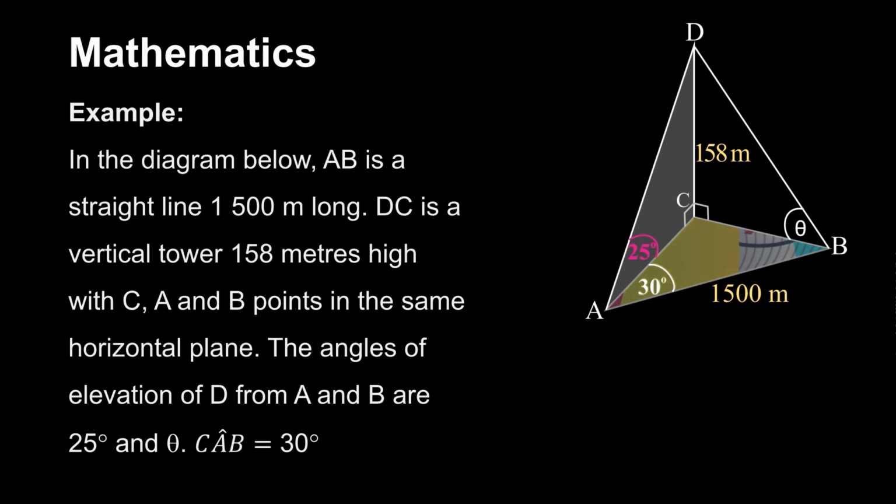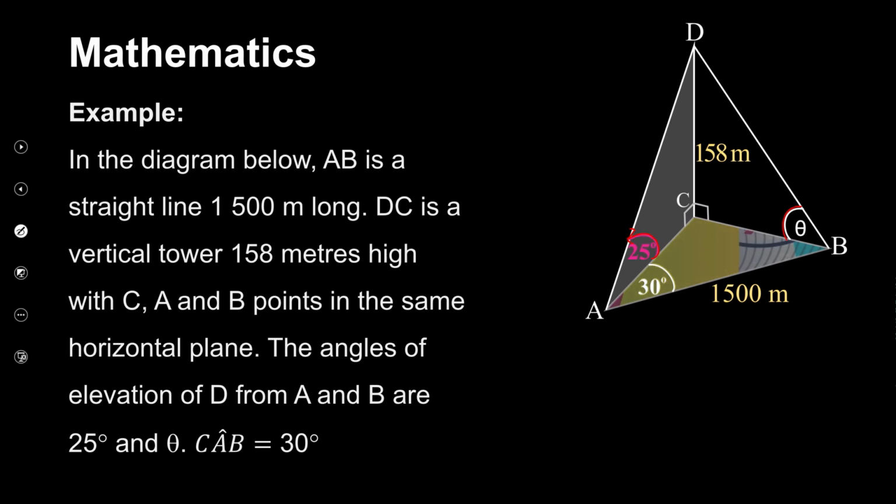So the angle of elevation, let me just grab my pen. Okay, so the angle of elevation from A, they're talking about this angle, which is 25 degrees, belongs to the right angle triangle ACD. They're telling us the angle of elevation from B, which is theta, belongs to the triangle DCB, and that's a right angle triangle.